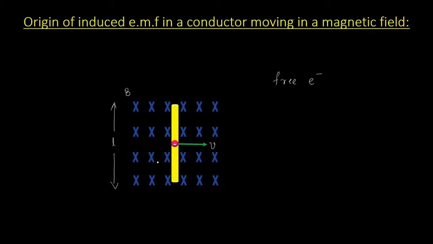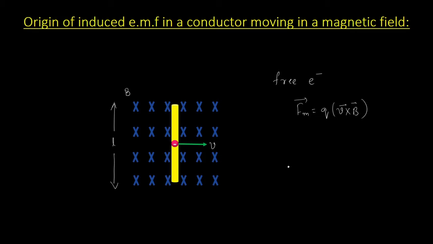Here too, when the whole conductor is moving, each and every electron in it will experience a magnetic force. And how do you find out the magnetic force? We know the magnetic force is given by Q into V cross B. And how do you find out the direction of the magnetic force? We use the left hand thumb rule. So the magnetic field is into the plane. So that is represented by the forefinger. The middle finger gives you the direction of the velocity of the charge. Then the direction of the thumb should give you the direction of force.